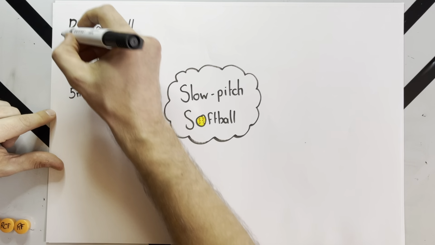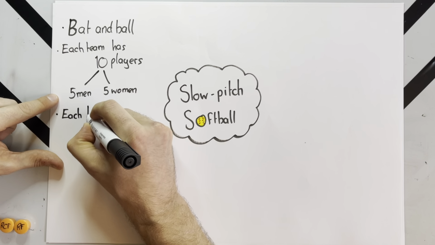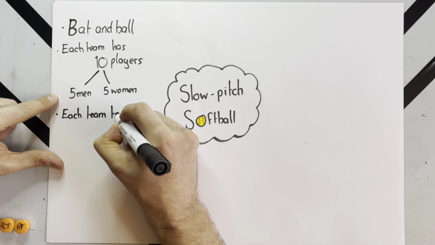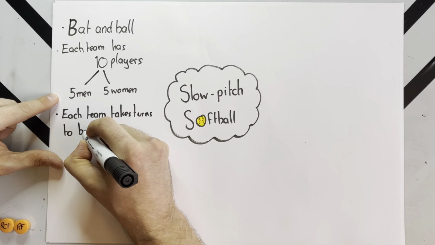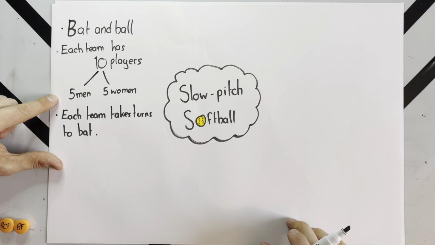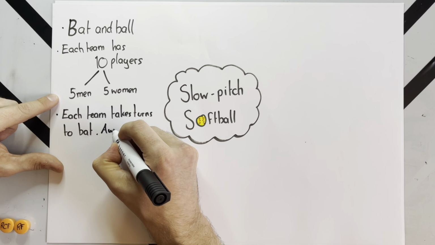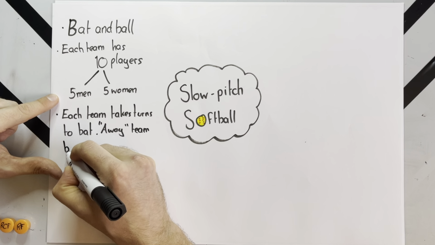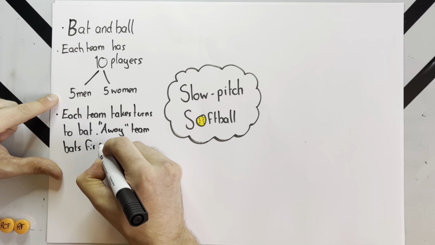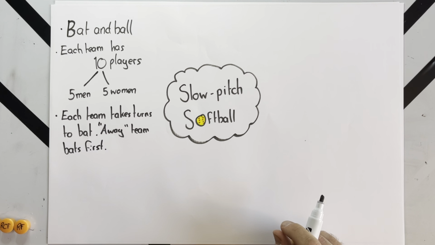Since it's a bat and ball game, each team will take turns to bat. And in slow pitch softball, the away team, whoever is designated as the away team, will bat first, and I'll explain why in a moment. So the away team will bat first and the home team will field and pitch first.